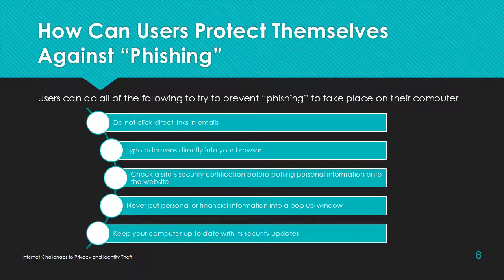How can users protect themselves against phishing? Users can do all of the following to try and prevent phishing from taking place on their computer. 1. Do not click on direct links in emails. 2. Type addresses directly into your browser. 3. Check a site's security certification before putting personal information onto the website.